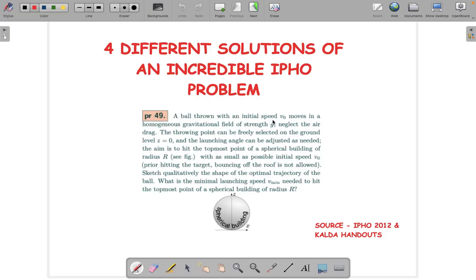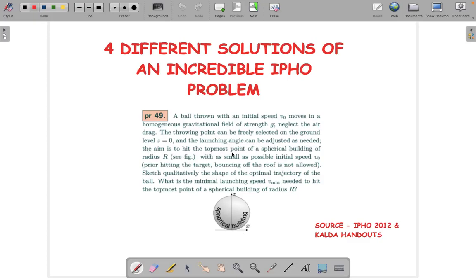A ball is thrown with an initial speed v naught, moves in a homogeneous gravitational field of strength g, neglect the air drag. The throwing point can be freely selected on the ground. Level z is equal to 0, that is z coordinate इसे माना गया and x coordinate right में. And the launching angle can be adjusted as needed.